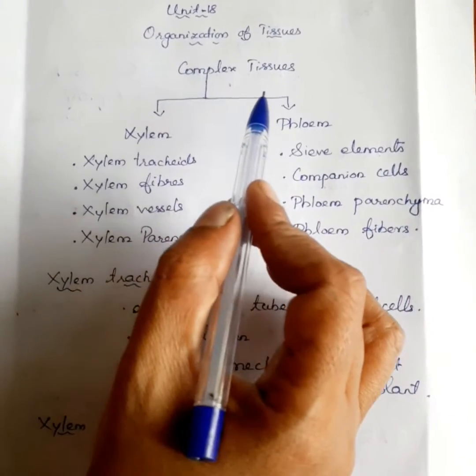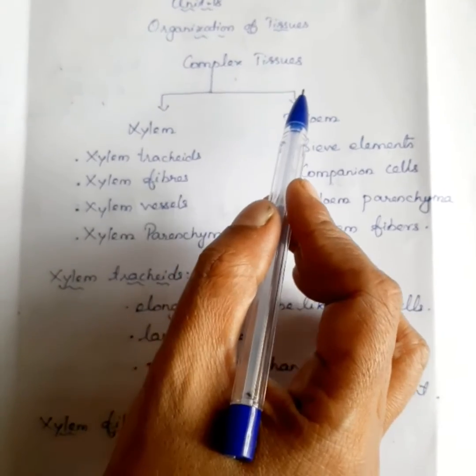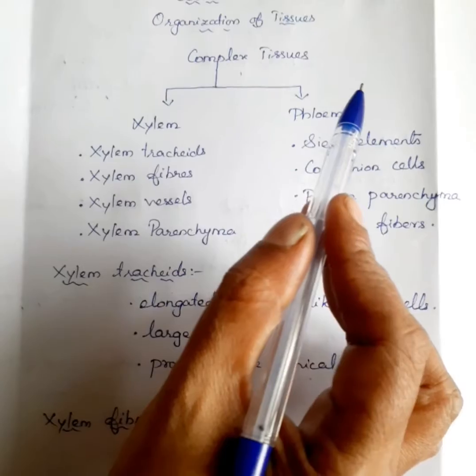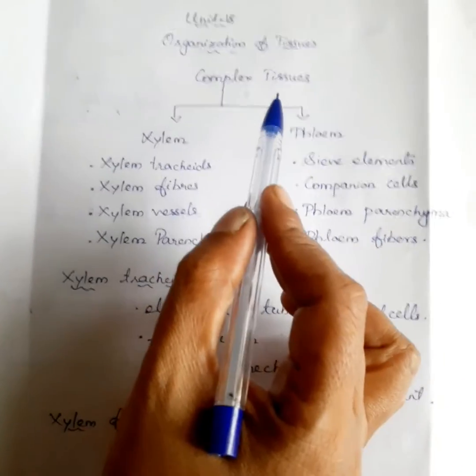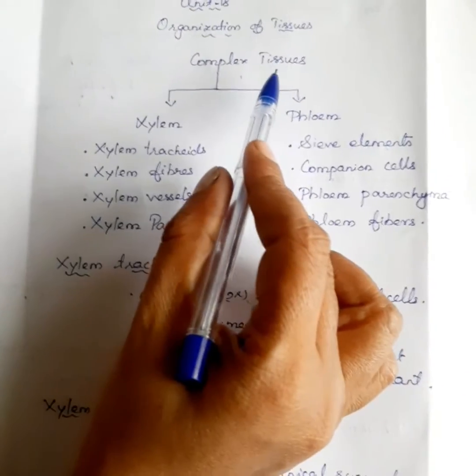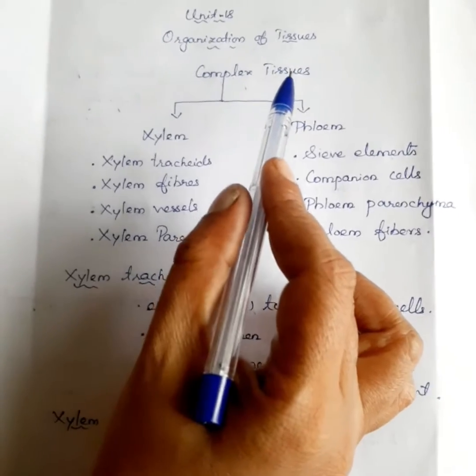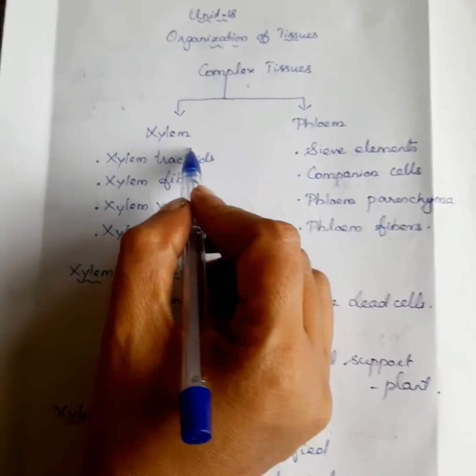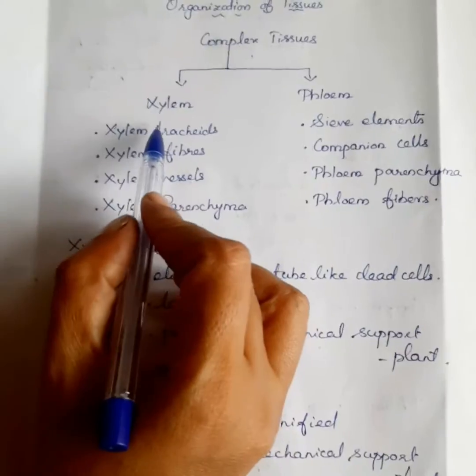Complex permanent tissue. The complex tissues are made up of more than one type of cells that work together as a unit. Okay. The complex tissue consists of parenchyma and sclerenchyma. There are two types of complex permanent tissue. They are xylem and phloem.